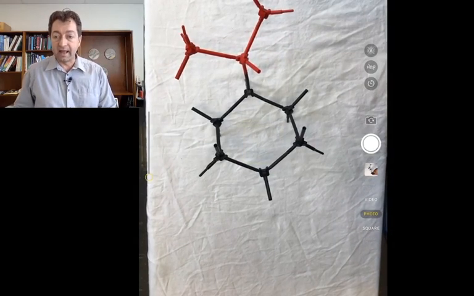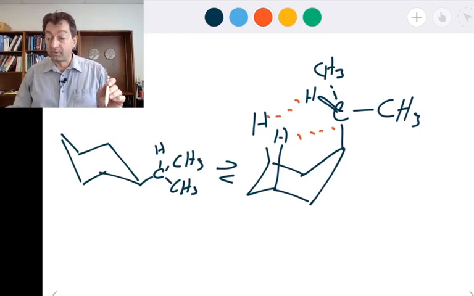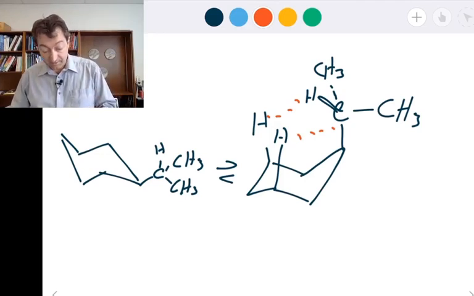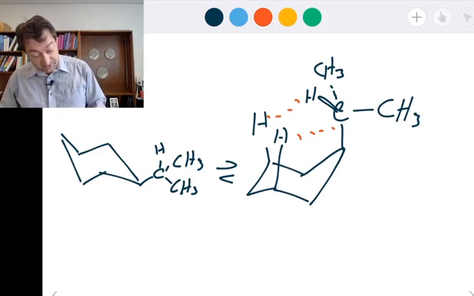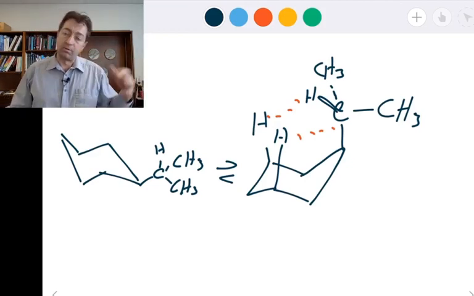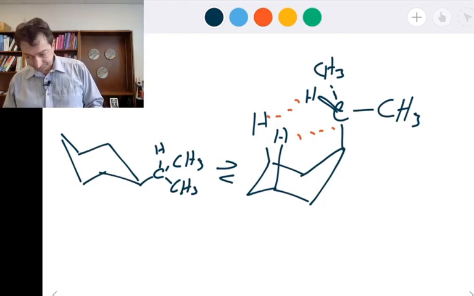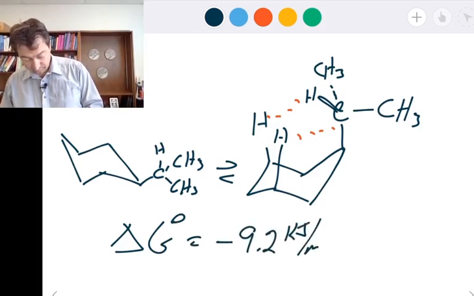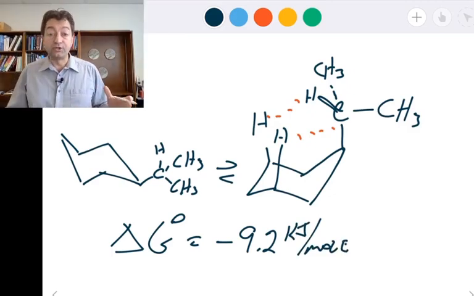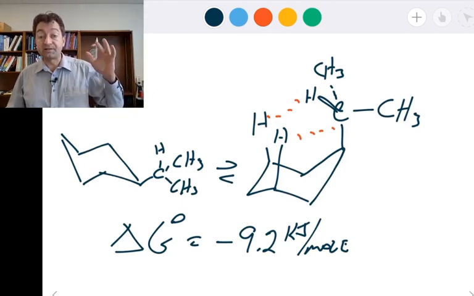Let's see how much of an energy penalty that generates. So here in the isopropyl version of this, that energy penalty by those 1,3 diaxial interactions is a little bit larger than it was in the ethyl group here. The observed, and again, this is an observation, we can measure this. We won't tell you how we measure it. Come back next year for those experiments, but how we measure that delta G here. 9.2 kilojoules per mole is the energy difference between the equatorial conformation and the axial conformation.